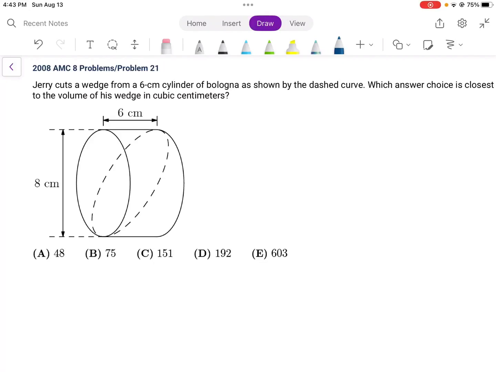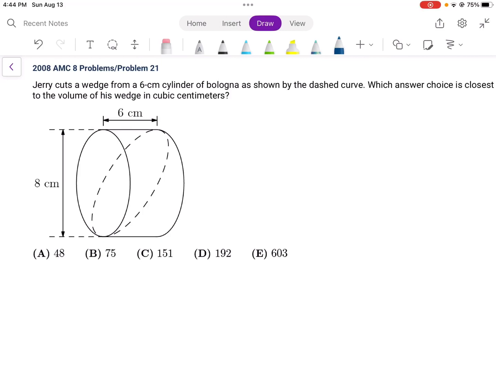Problem 21. We can see that by cutting the cylinder along the dashed line, the cylinder is cut into two identical parts. So we just need to calculate the volume of the cylinder and divide it by 2 to get the volume of the wedge.